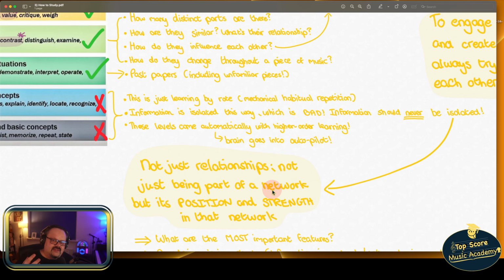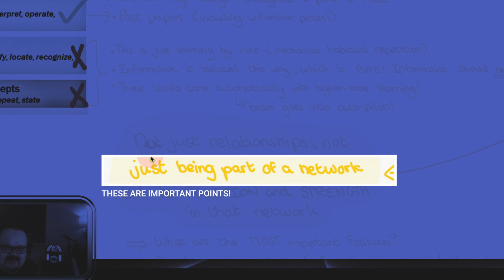So for all the topics and musical features, if you're studying music, and all the things that you're writing in your revision, don't just think of them in terms of their relationships to each other, which is important. Do find those relationships because, as we keep saying, information does not like to be isolated. And don't just think of them in terms of a network as well, but try to think of them in terms of their position and strength within that network.